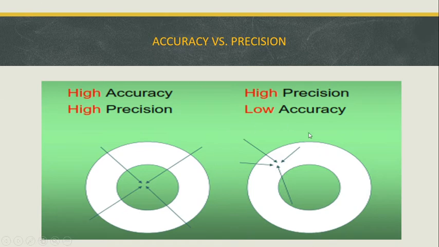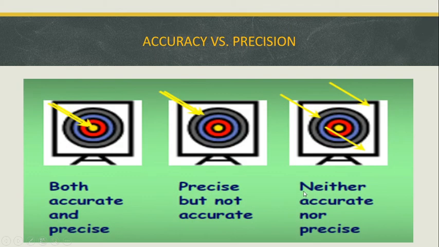But we see the second circle here, there is high precision because all the arrows are nearer to one another, but there is low accuracy because the arrows do not achieve the target. Okay, again more deeply. Here three archery boards are there.